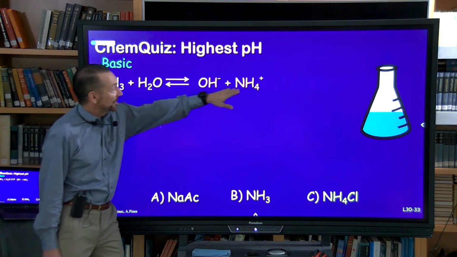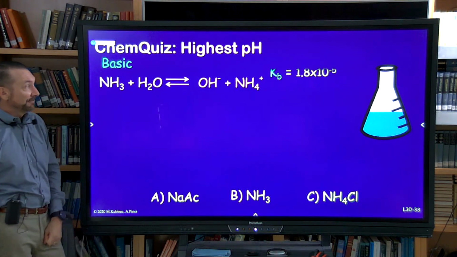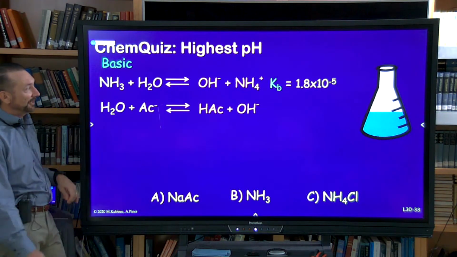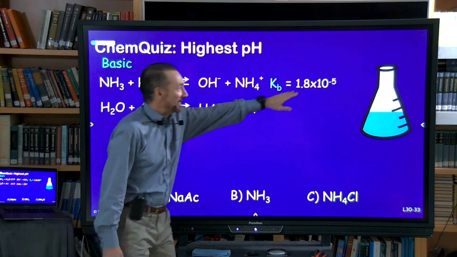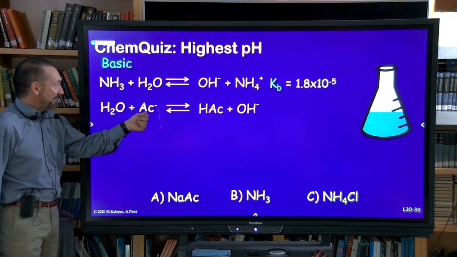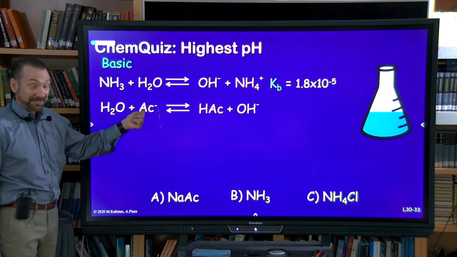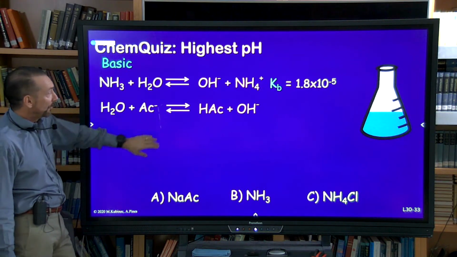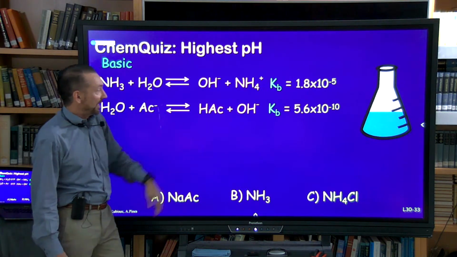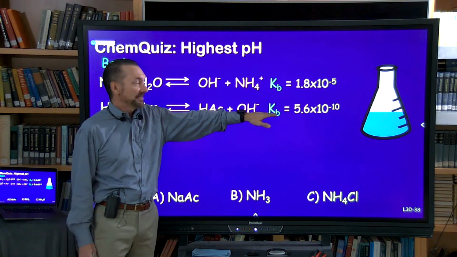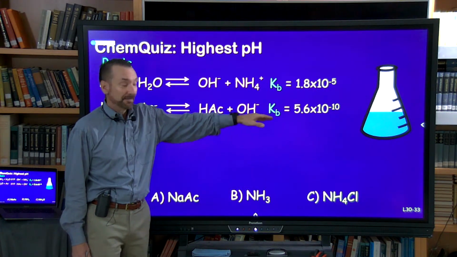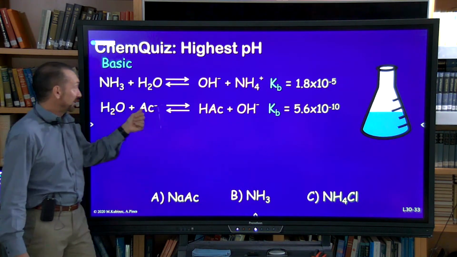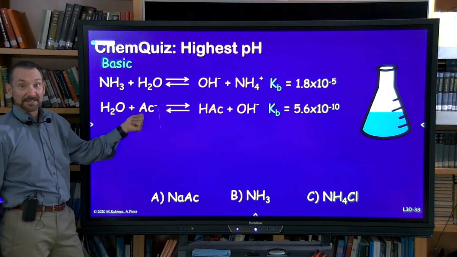NH3 in water, we know does this, and we know the K for that. It's a small number, 10 to the minus 5. Once we have that AC minus in solution, that's a weak base. That also takes protons from water and forms OH minus. It's a miserable base, 10 to the minus 10. Hardly does this at all. It likes to stay over here as AC minus.